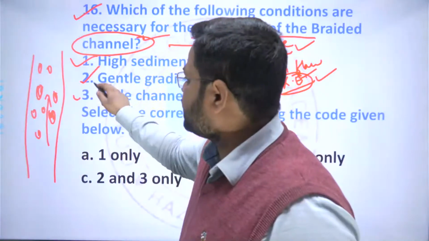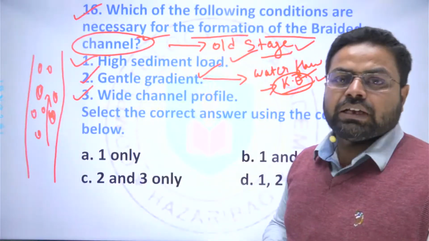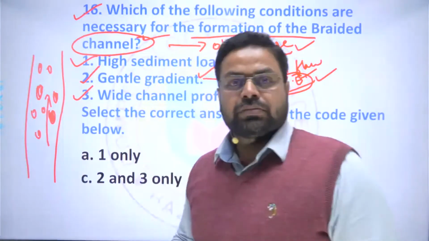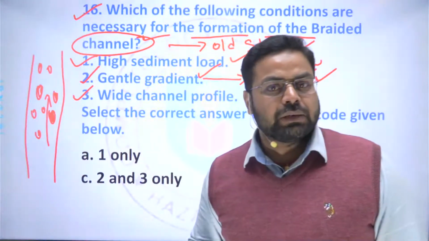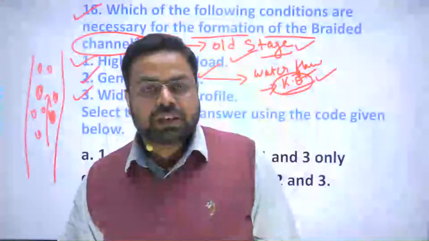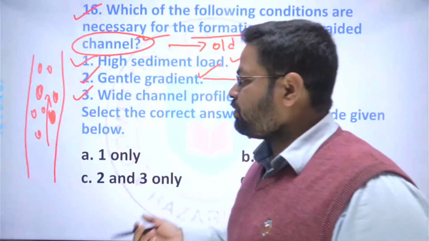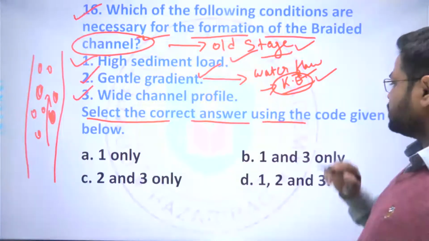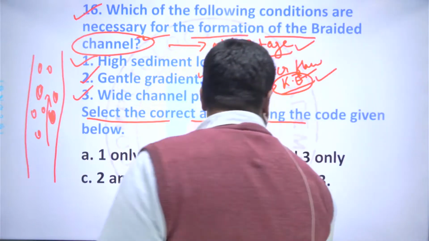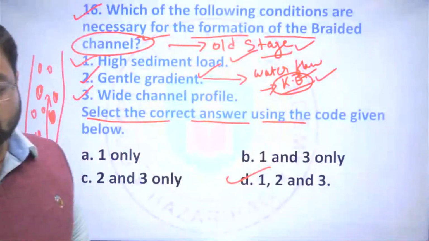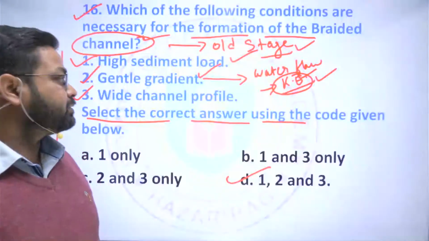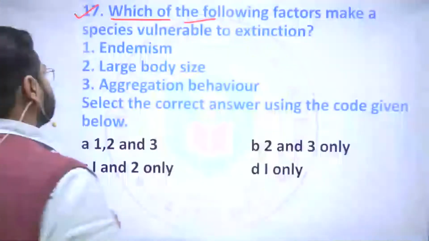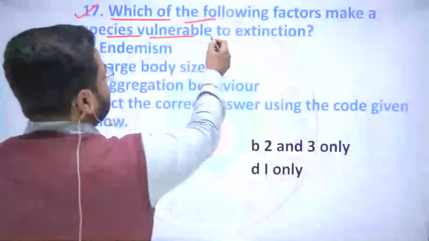Thereafter, wide channel profile. A wide channel profile is also needed to form such a landform within the channel profile, because if there is no space, where will deposition happen? So again, wide channel profile is the prerequisite. So here it says select the correct answer using the codes given below. So again, the answer will be option D, that is 1, 2, and 3 all, right? Next question is, which of the following factors make a species vulnerable to extinction?